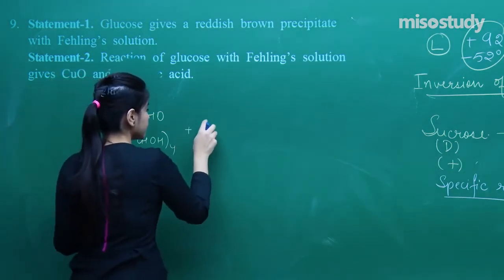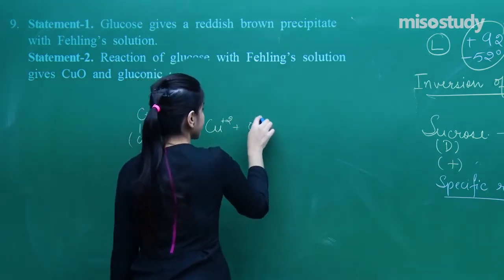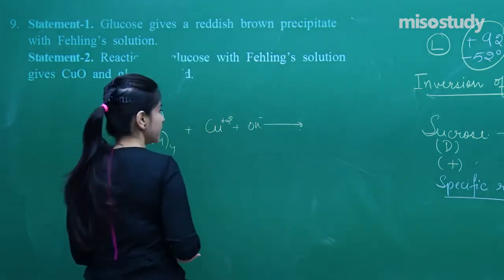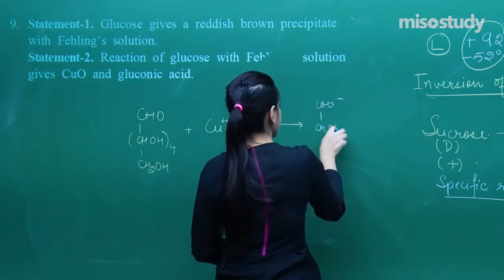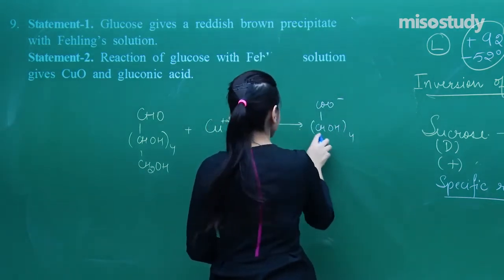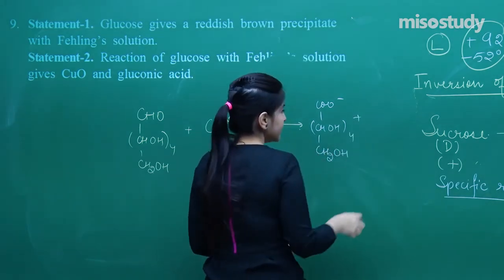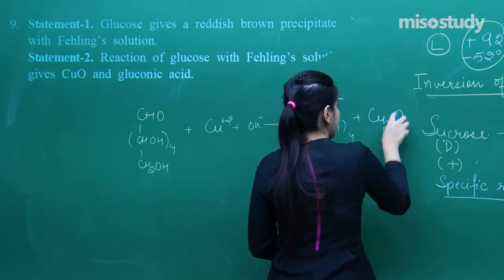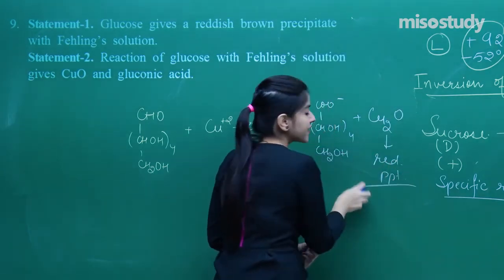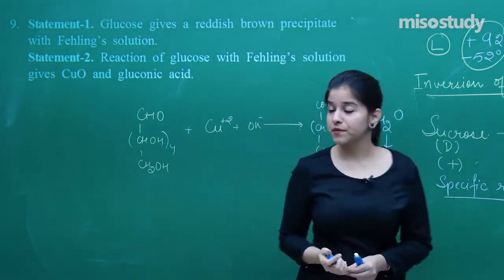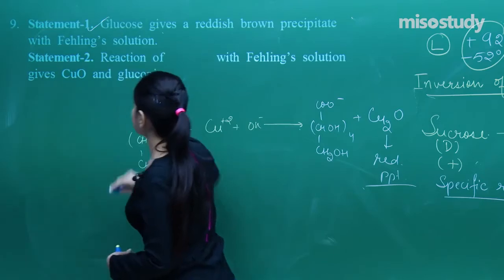With Fehling solution, Cu2+ ions, OH-, and what do we get? We get COO-, that is a sort of gluconic acid that we get. And what else? We get Cu2O as a red precipitate. So you need to know the proper reaction over here, reddish brown precipitate. So the first statement is definitely true.